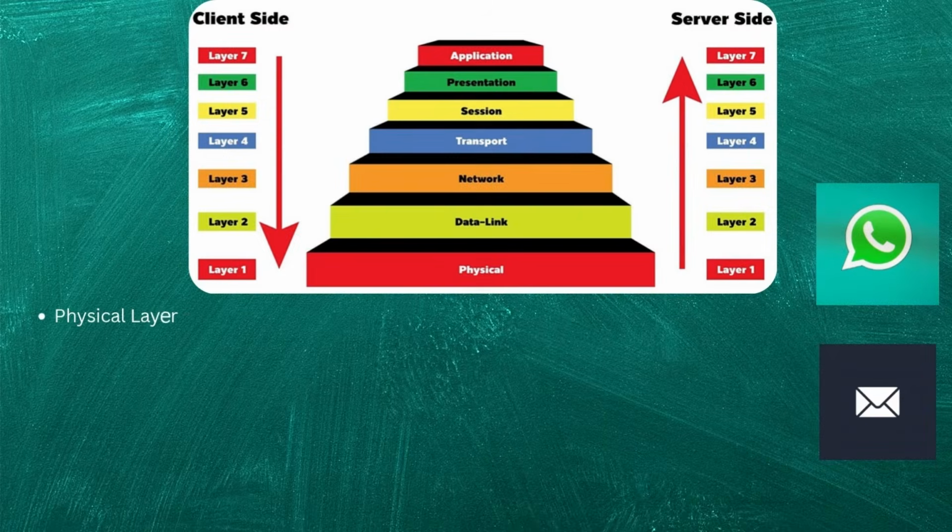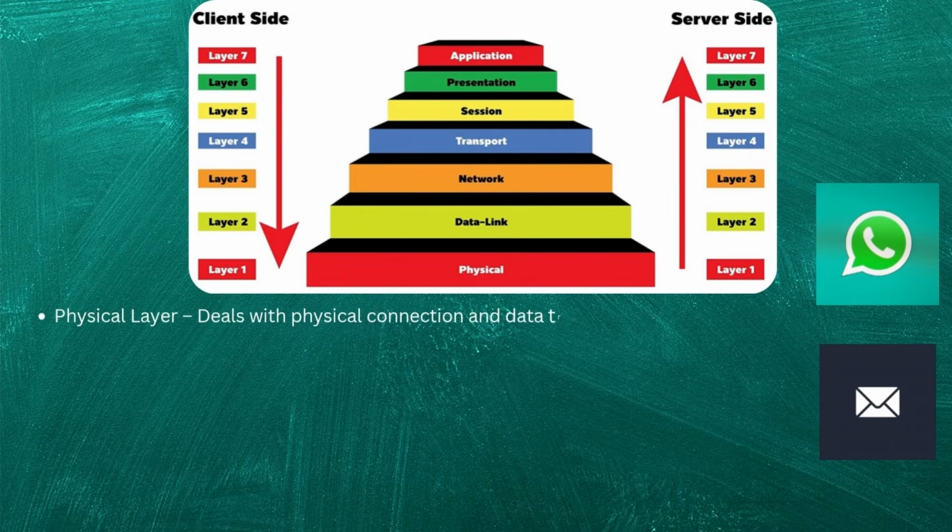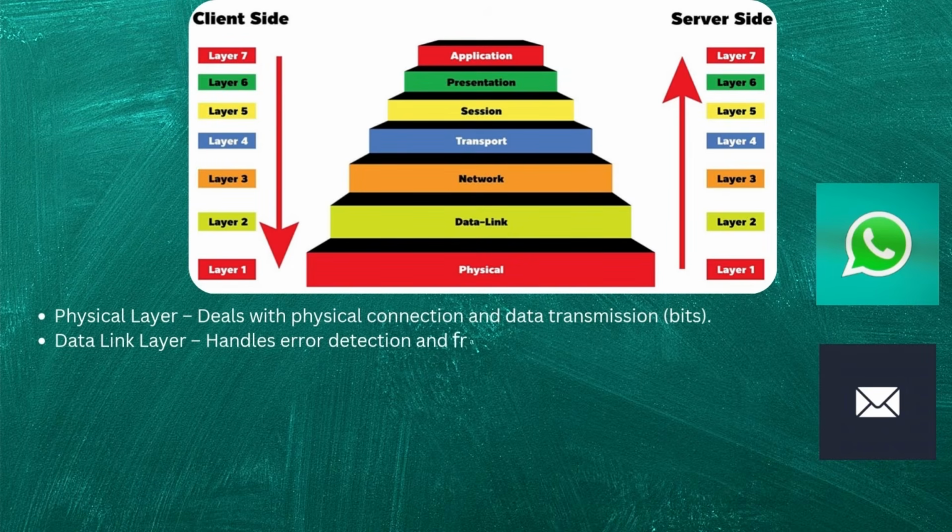Hello everyone. Have you wondered how your message travels from your phone to your friend's device in just a second? Well, that's where the OSI model comes in. In this video, we'll understand how data moves through a network using the 7 layers of the OSI model step by step. First, let me tell you about our 7 layers.